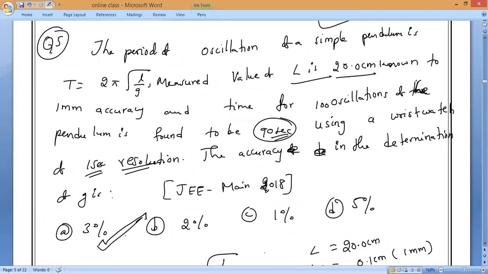How many of you understood this question? Like the last question only, have you noticed? This is a JEE Main 2018 question, and that was a JEE Main 2019 question. Both are similar. Have you noticed it, everybody? Understood? Yes, sir.